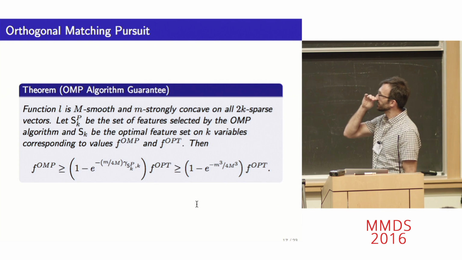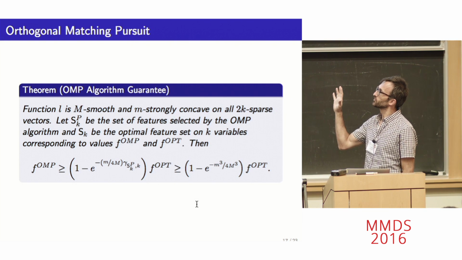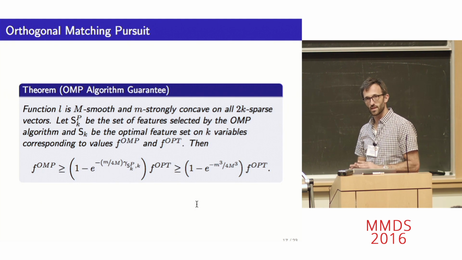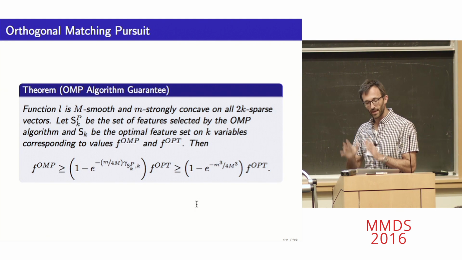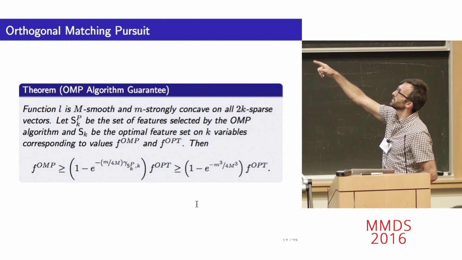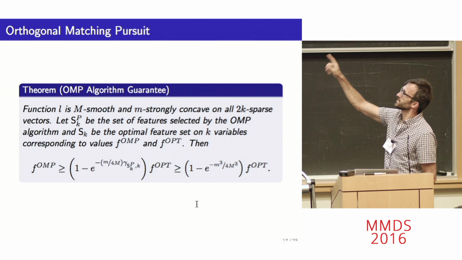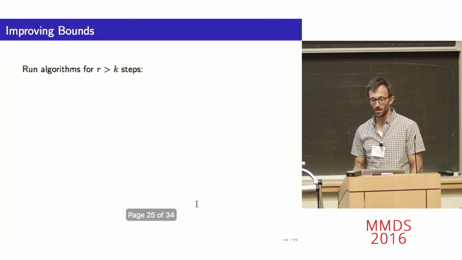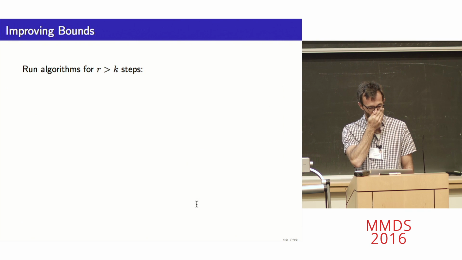And again, I want to point out that all of these algorithms are not just for linear regression; they're for generic functions f. Generic, except that they satisfy little m and capital M restricted strong convexity and restricted smoothness for k-sparse, for the set of k-sparse vectors.